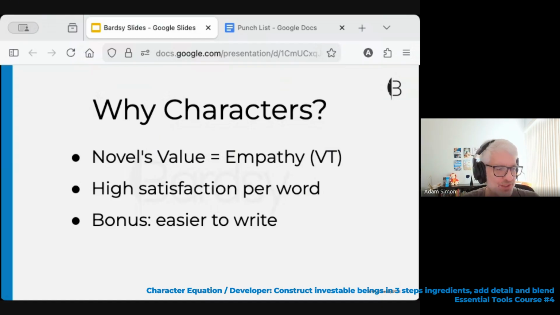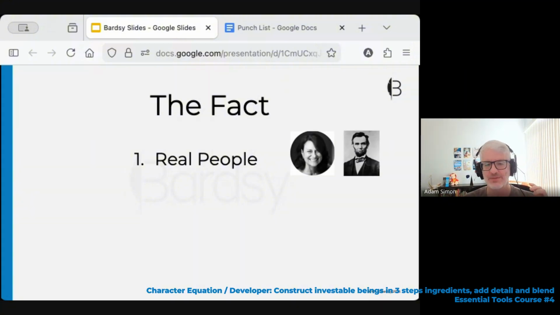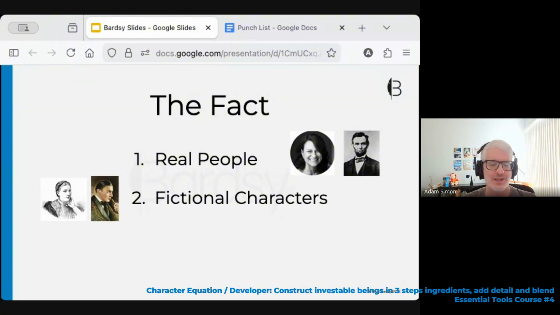So we're going to start off this interrogation of character with a very simple fact. I want you to think about some real people. So we're going to think about Celeste and Abraham Lincoln. Now we're going to compare them to some fictional characters. So the one I have is Sherlock Holmes because he's copyright free apparently. And I don't know who this is, but I'm pretty sure it's the woman from Pride and Prejudice, Miss Darcy. Can't remember her name. Anyway, Jane Darcy, we'll call her. Jane Bennett. No, Elizabeth Bennett. I got it. Yay.